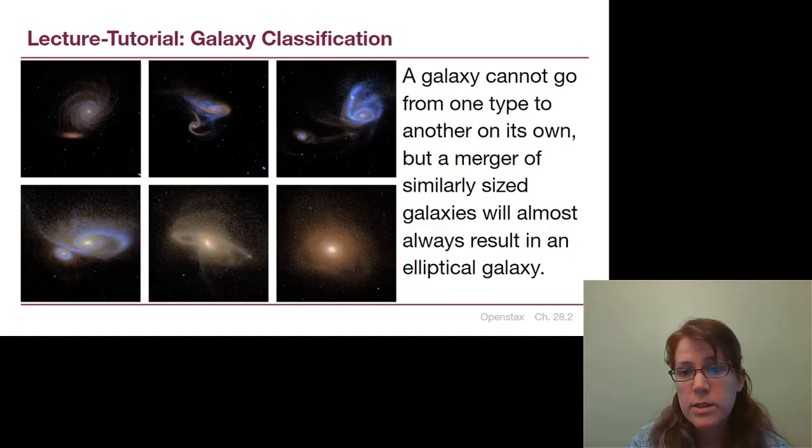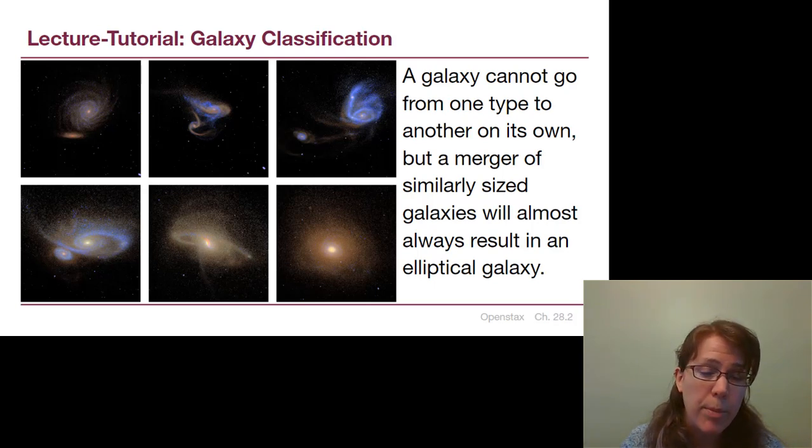Worth recognizing, and this is something that came up at the end of the lecture tutorial, and I mentioned it briefly before, galaxies cannot go from one type to another if they're just by themselves in space. A spiral galaxy, no matter how long we wait, is not going to become an elliptical all by itself. An elliptical galaxy, no matter how long we wait, is not going to become a spiral galaxy by itself.